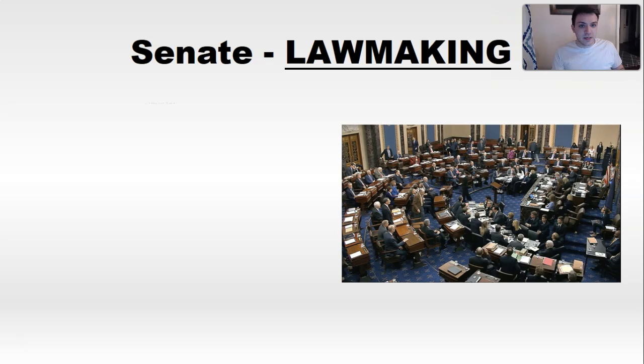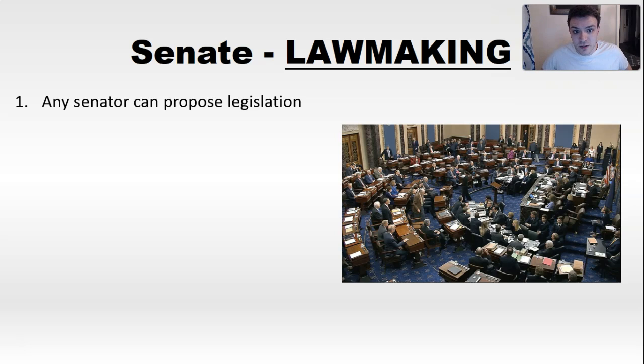The first thing, though, is that any senator within the Senate can propose legislation. Doesn't matter if you've been there for 50 years or 50 days. You as a senator, you have the right to propose legislation. That's why you are there. So if you propose legislation, it will then, similar to the House, be assigned to a committee, where that committee will have the job of studying, reviewing, and dissecting your proposed bill.